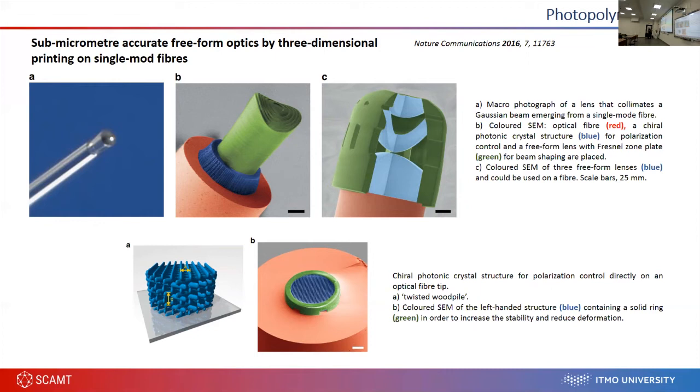For example, here, they made a specific photonic structure which makes the light left circle polarized. So they just printed by direct laser light just on the top of the output of the fiber. So here the red is the fiber, the output, and they printed a ring to strengthen the structure, and in the middle there is a small photonic structure around several 100 nanometers.